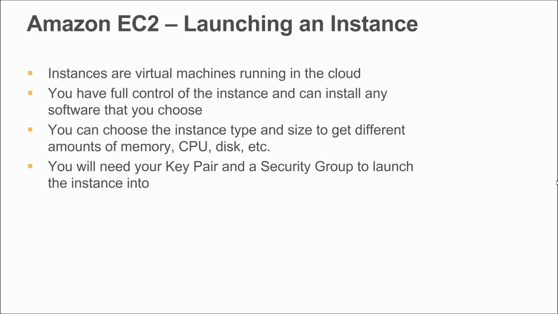EC2 is the Elastic Compute Cloud, and it allows you to launch virtual machines in the cloud. We call those instances. So when you launch an instance inside of EC2, you have full control of what's running on that instance: the operating system, the software you install on it, the users, the data that's on there. AWS doesn't have access to your EC2 instances, and you have total control of what's running on those instances. So you really can customize them however you see fit.